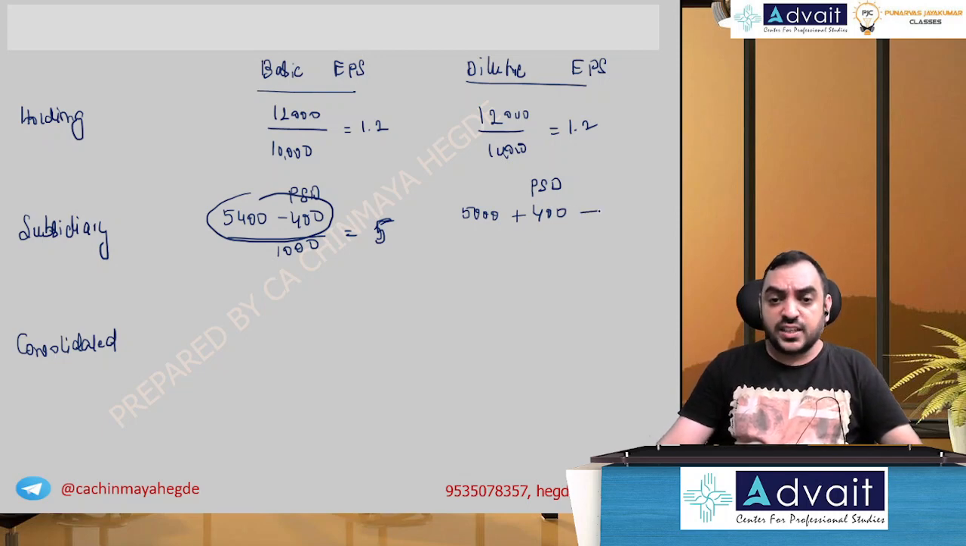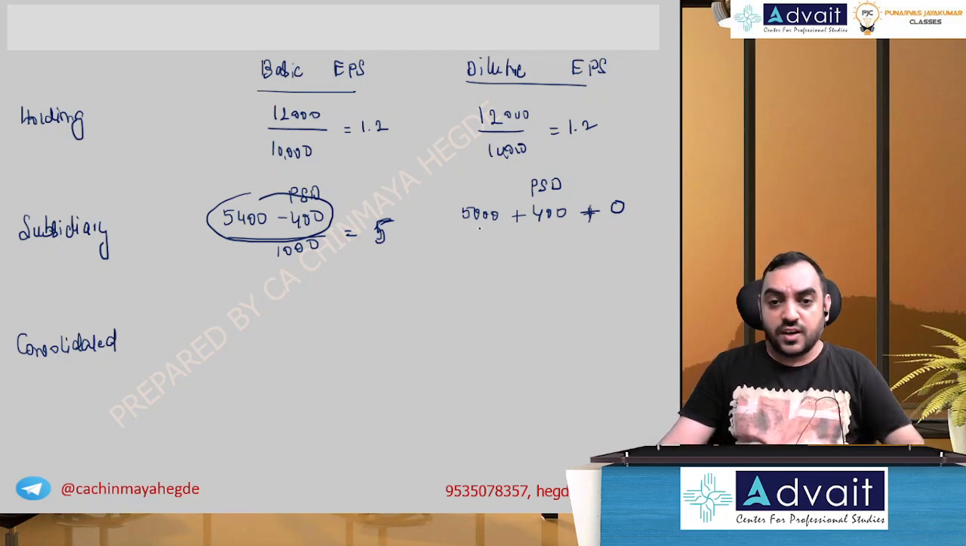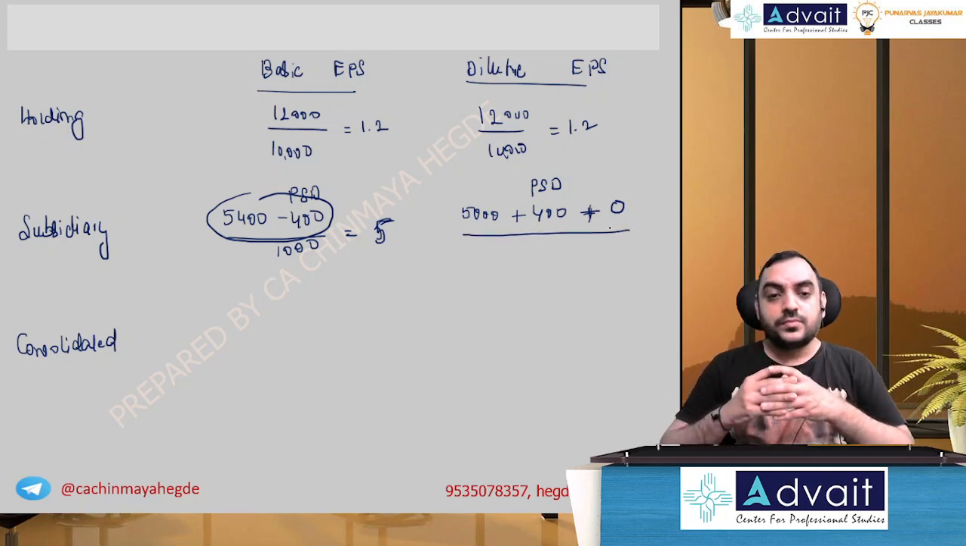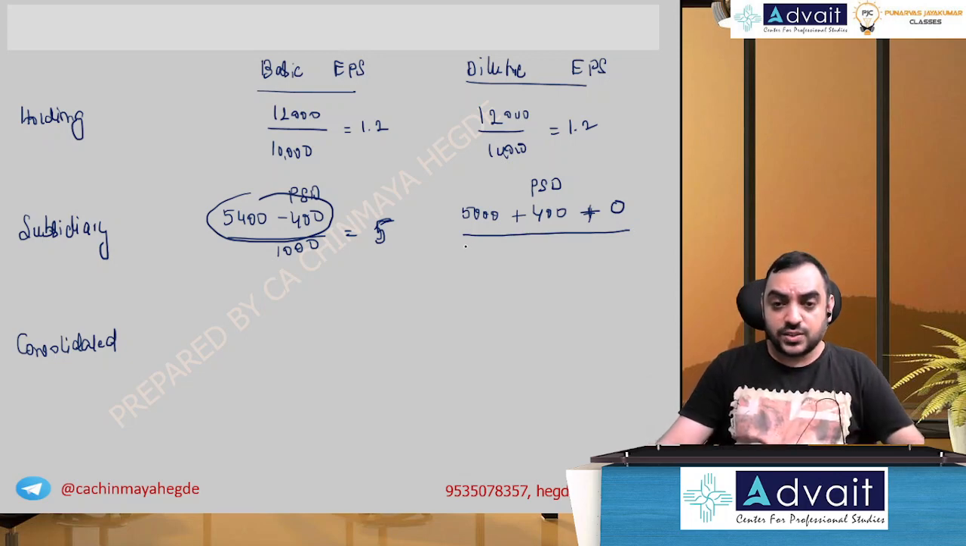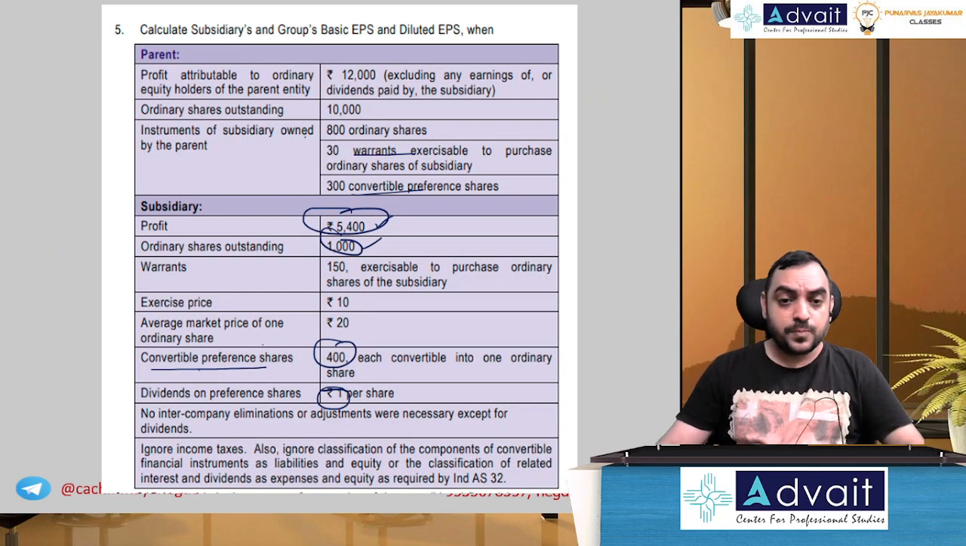And what is regarding the options? Regarding options, we don't get any incremental benefit, right? The warrants, options. So incremental benefit is zero. We don't take anything into consideration as far as warrants or options are concerned. So zero is what we usually take regarding options or warrants. Divided by number of shares existing, 1,000, plus the preference shares' corresponding number of shares. So how many preference shares are we going to issue? Each convertible into one equity share. So 400 only. So we'll divide by 400.